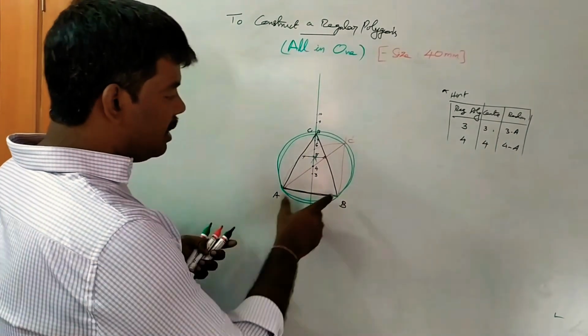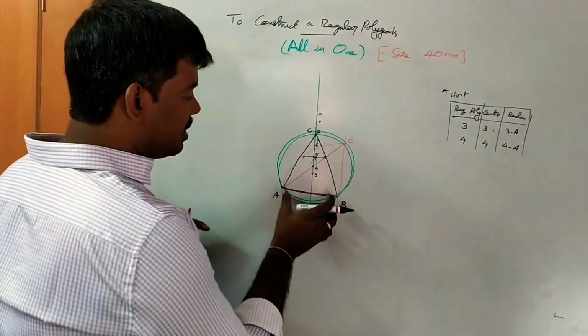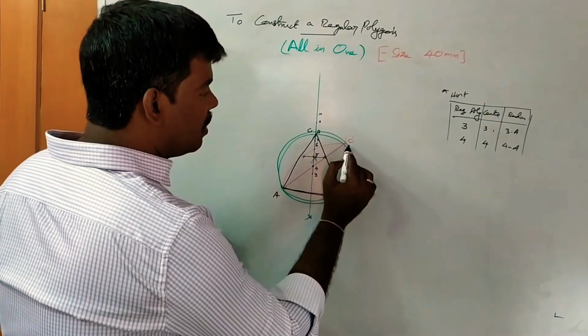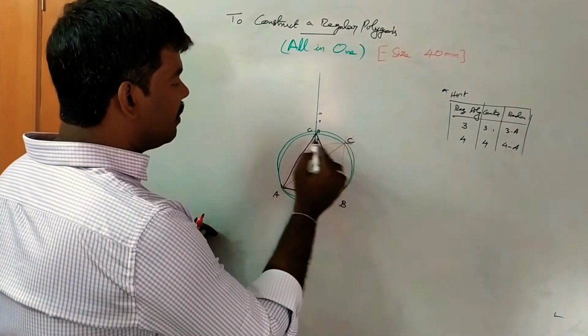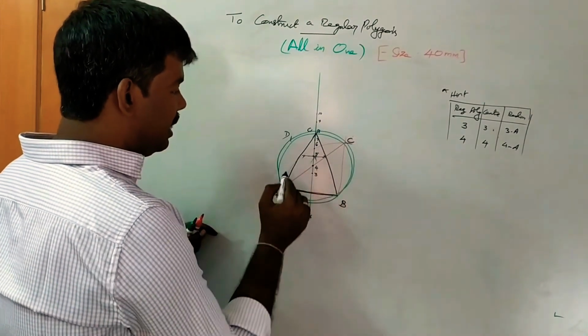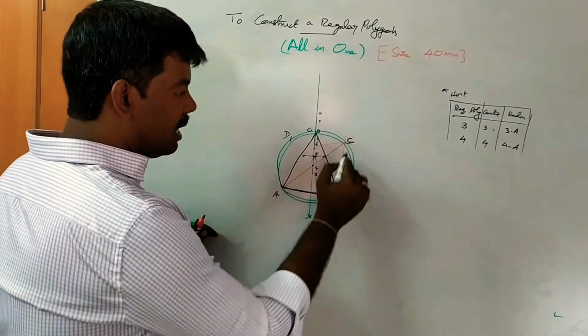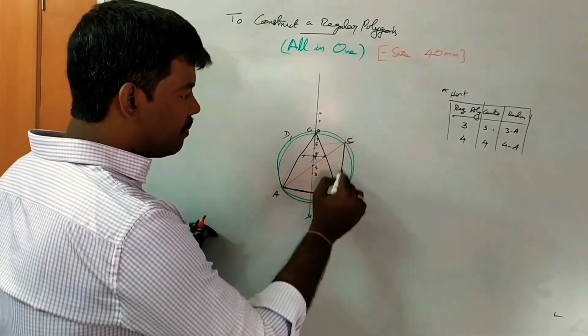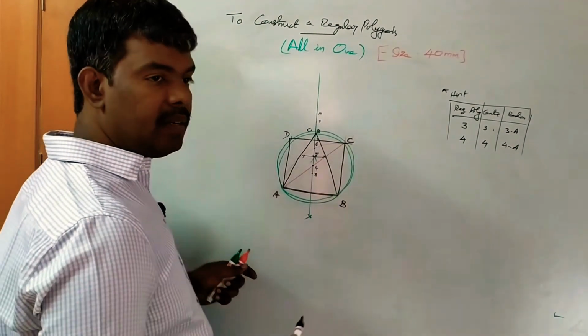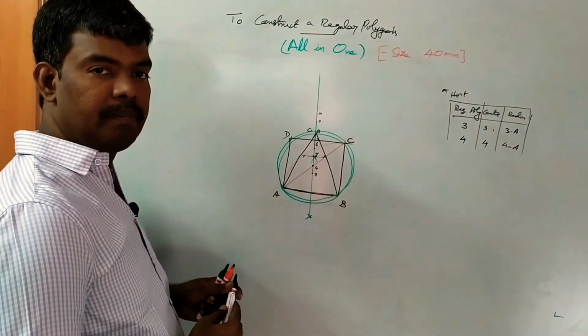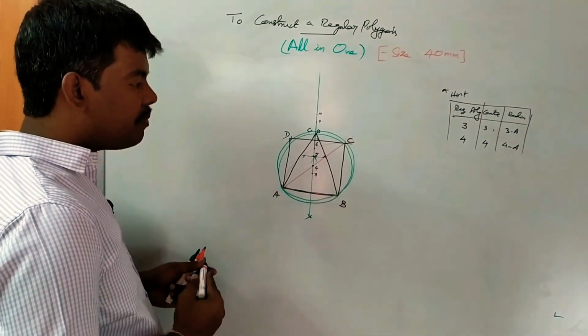Then AB as the radius, you know the 40 size. So from B you draw one arc, we get C. From C you draw another arc, we get D. So now you join A to B, B to C, C to D. We get a square. Understand?